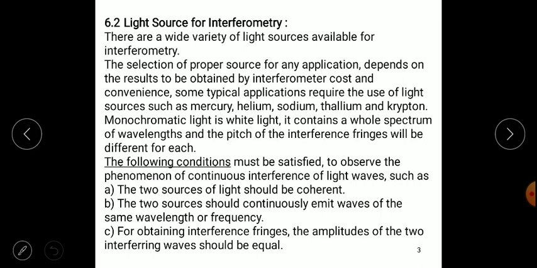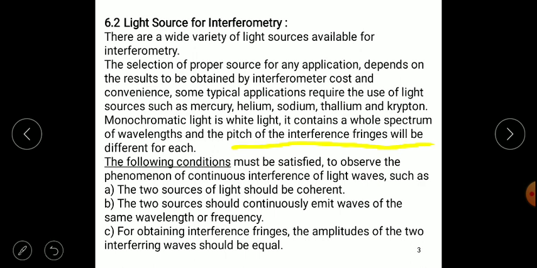Which type of light source is used for interferometry? We can say that lights such as mercury, helium, sodium and thallium provide us a monochromatic light source. White light, by contrast, contains the whole spectrum of wavelengths, and the pitch of the interference fringes differs from each other.